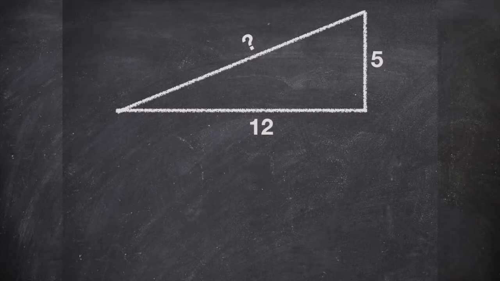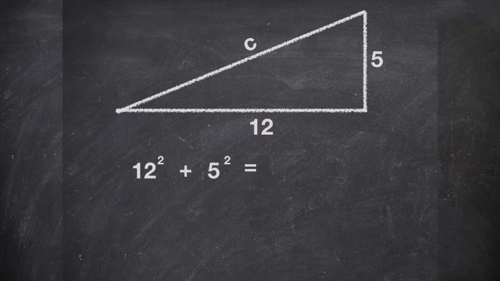In the problem, we know that the lengths of the adjacent and opposite sides are 12 and 5, but we don't know the length of the third side, which is the hypotenuse. For this problem, we'll name this unknown side as c. To solve for the hypotenuse, we can use the Pythagorean Theorem, using 12 as a and 5 as b. So our formula is 12 squared plus 5 squared equals c squared.